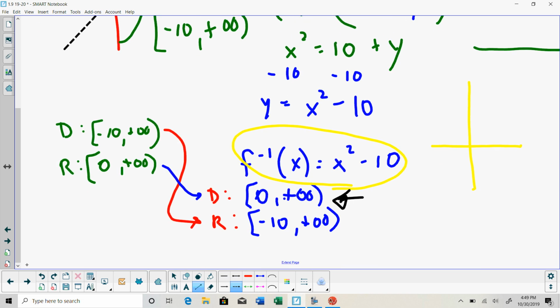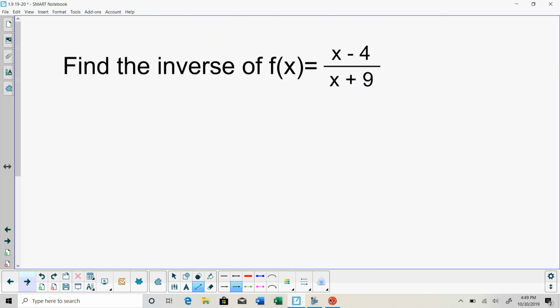Okay, so that's that example. What if we wanted to find the inverse of f of x equaling x minus 4 over x plus 9? This one is a little trickier, so let's do this one together. For this one, and again, you might have to be doing these extra examples on a piece of notebook paper.